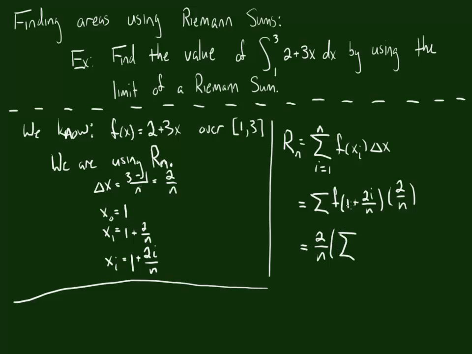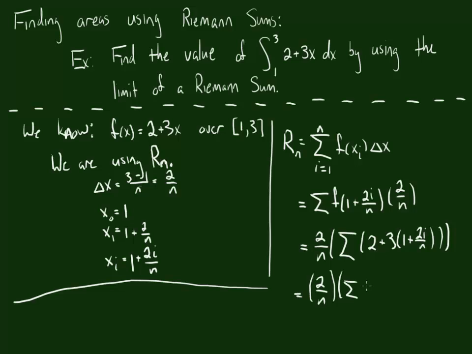And we're going to go ahead and put this 1 plus 2i over n into the function f. And we know what the function f is. It's 2 plus 3x. And so this is going to be 2 plus 3 times 1 plus 2i all over n. Well, let's clean this up a little more. So we have 2 over n sitting out here in the front, and we have the sum of, I am short one parenthesis here. There we go. So we'll go ahead and we'll take this sum.